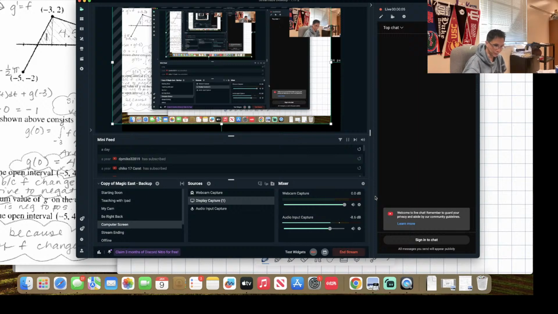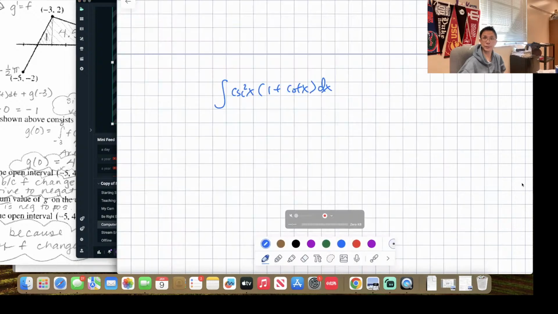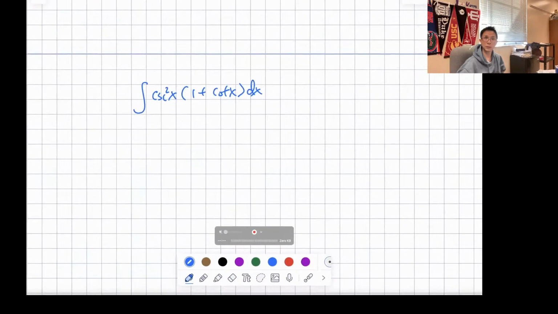Integration of, I think there's a cosecant square of x and a 1 plus cotangent of x, right? Sorry. This was one of the questions everybody gets stuck on. I think a lot of people got stuck on this question, but I did tell you that usually it is u substitution, where u is equal to what's inside a parenthesis.